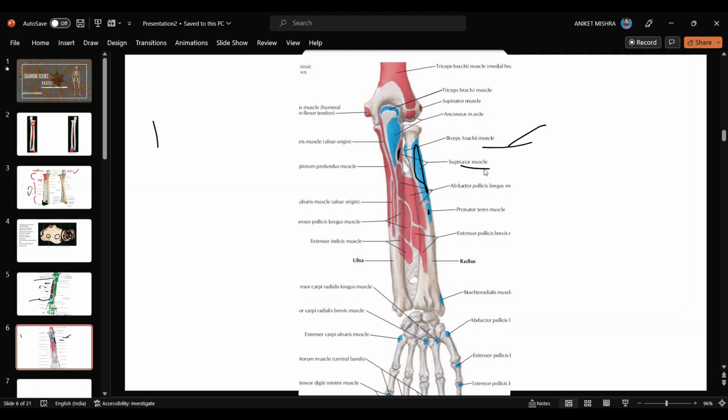We will see the upper part of the lateral surface, where the supinator muscle is going to insert, and the middle part, where the pronator teres muscle is going to insert. When we talk about the origin, there are the abductor pollicis longus and the extensor pollicis brevis. These are the two muscles that arise from the posterior surface of the radius.